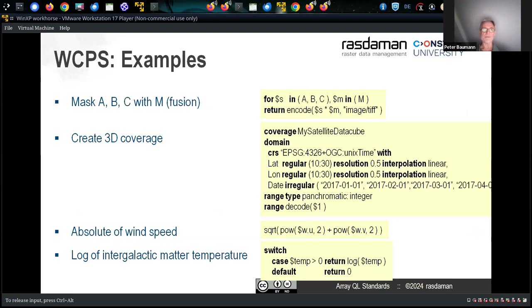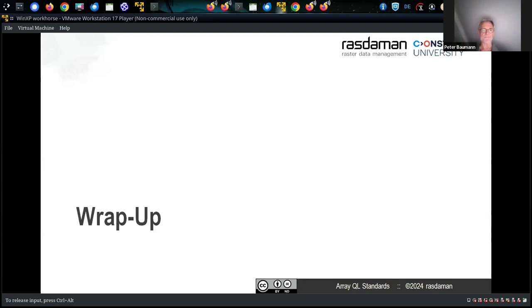Okay, here are some examples of this language. I will skip that because I'm not sure that this is of interest, just to show you that yes, we can do expressions that derive new data cubes based on different criteria. So let me know later if that is of interest to you, because I would like to stop here. We have run about half an hour.